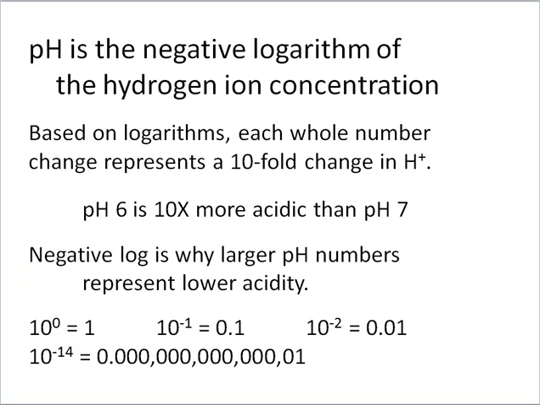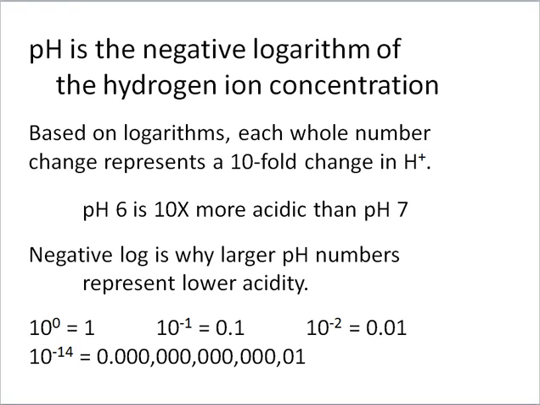Coming back to our definition of pH. More correctly, pH is the negative logarithm of the hydrogen ion concentration. Don't freak out on me. We're just going to use this to explain a couple of things about pH. First, where do 0 and 14 come from?